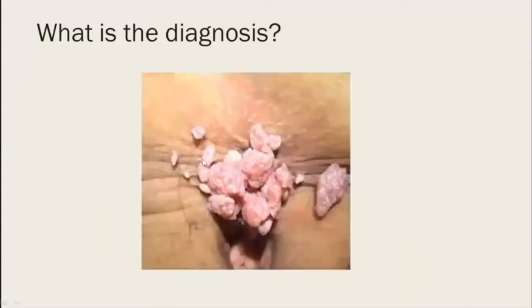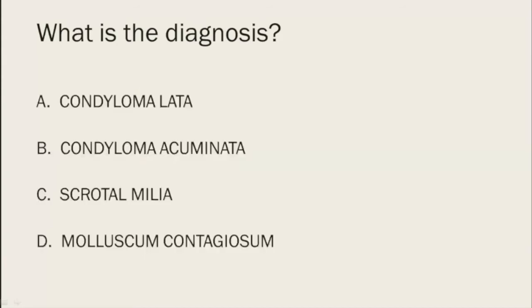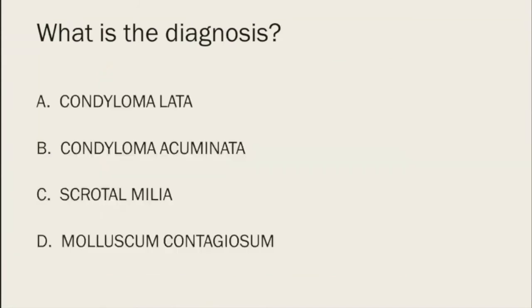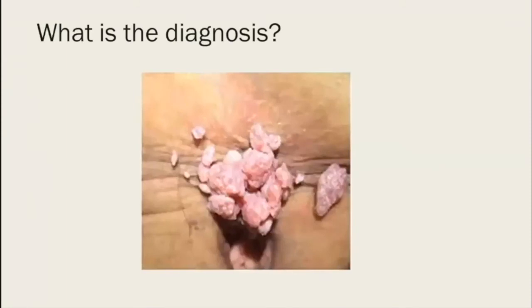The next one is this one. So what is the diagnosis? You have the same choices, again, condyloma lata, acuminata, scrotal milia, or molluscum contagiosum. So this one is molluscum contagiosum. Okay, and then the second one, this one, that's condyloma acuminata.